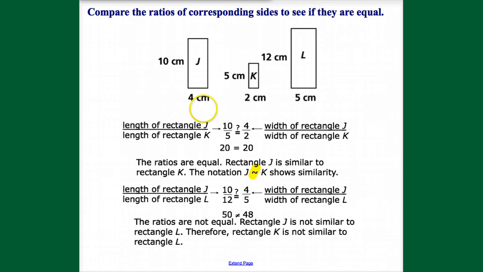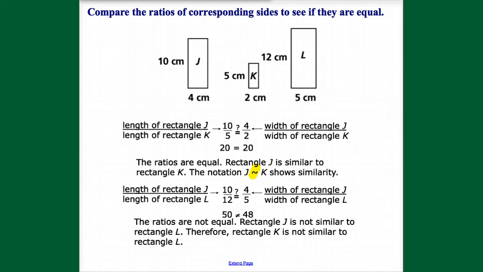If we look at 10 and 4 in this J rectangle, so the length of J and the width of J, and we compare that to the 5 and 2 of rectangle K, and we use cross products, 20 does equal 20. So rectangle J is similar to rectangle K, and this little sideways S that I've highlighted is the symbol that J and K are similar.